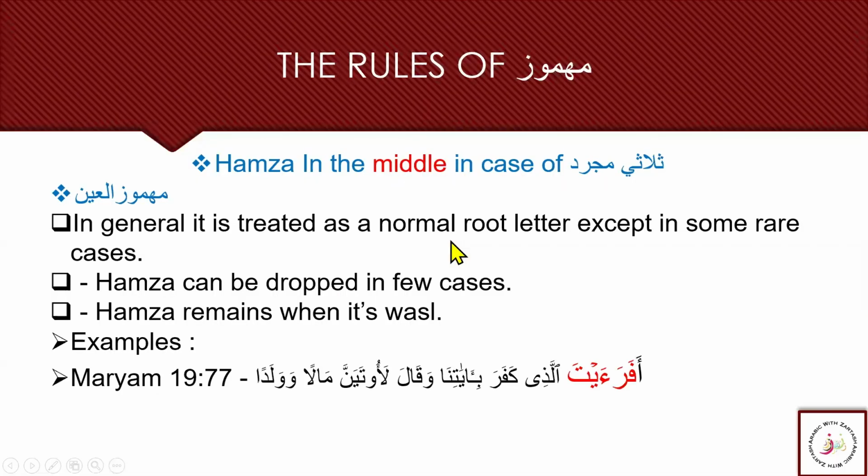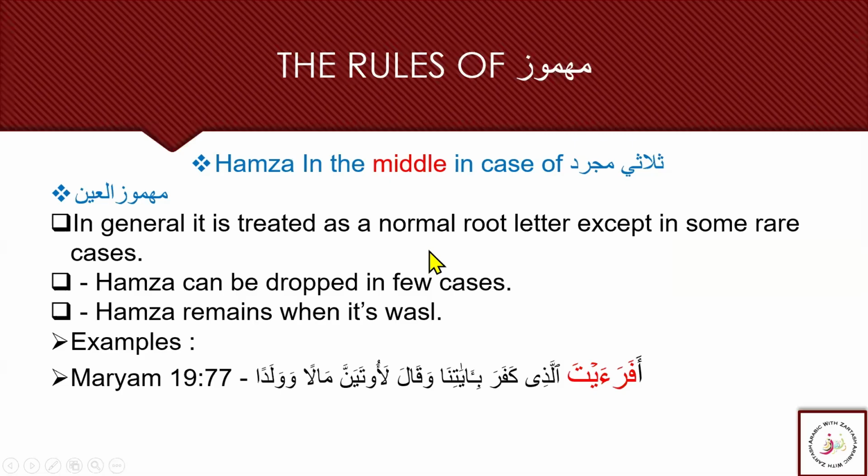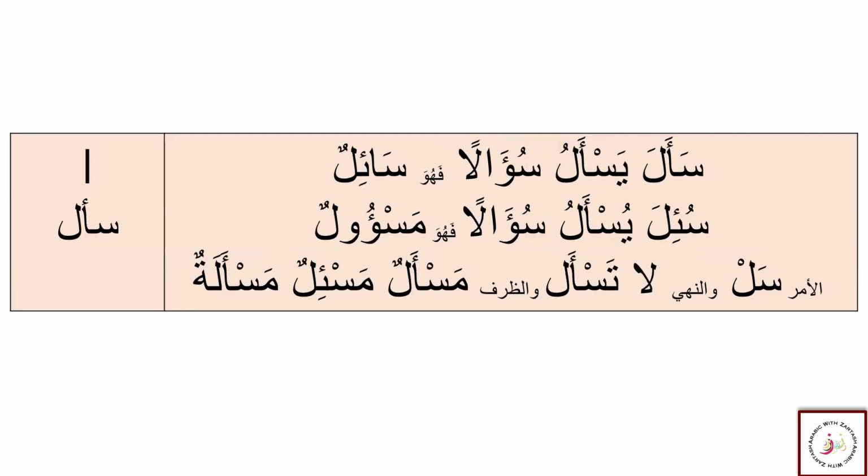But here you can notice, because the first root letter was Hamza, that is why the Alif came after that Hamza, that is why it becomes azinun. And here you can see it is sa'ilun, sa'ilun, because Hamza is in the middle.